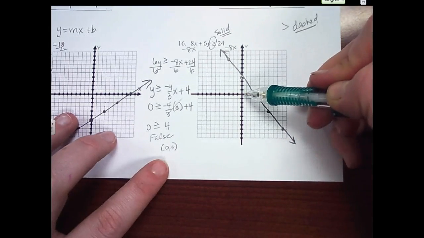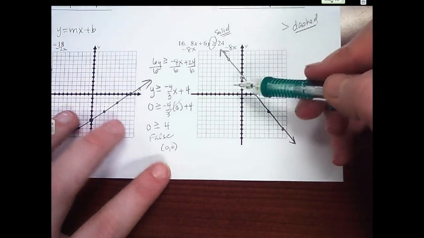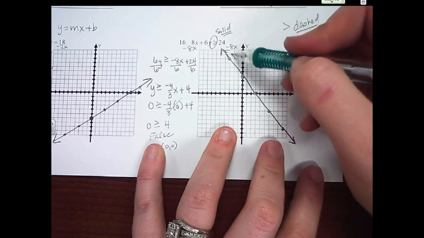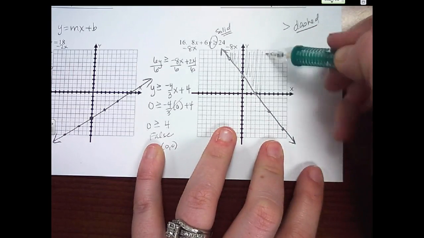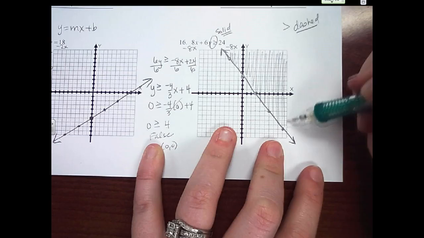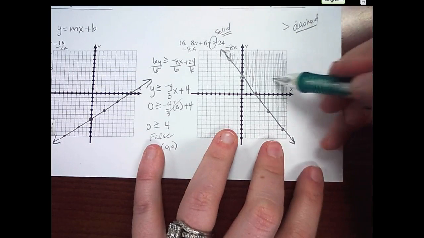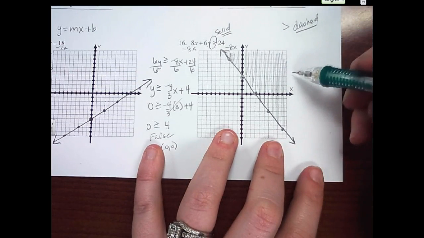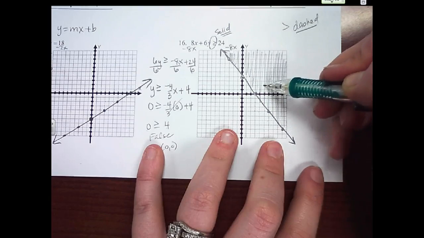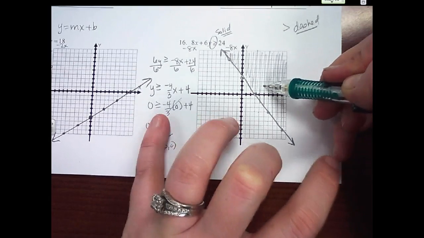So here's 0, 0. That means that this whole side is not a solution. So I jump to the other side. Everything over here is a solution. Okay, and if you're still unsure, take a point in the shaded area. So you can take like 5, 2. You can plug that point into the x and y and see if it works.